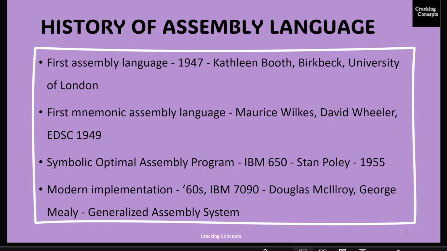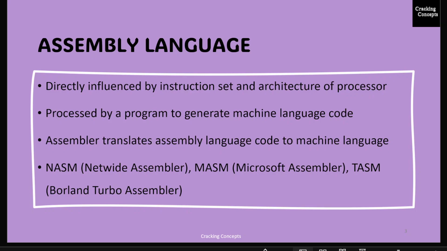Now let us see what an assembly language is. Assembly language is directly influenced by the instruction set and architecture of the processor. The assembly language code must be processed by a program in order to generate the machine language code. Assembler is the program that translates the assembly language code into the machine language. NASM or Netwide Assembler, MASM or Microsoft Assembler, and TASM or Borland Turbo Assembler are some of the popular assemblers.